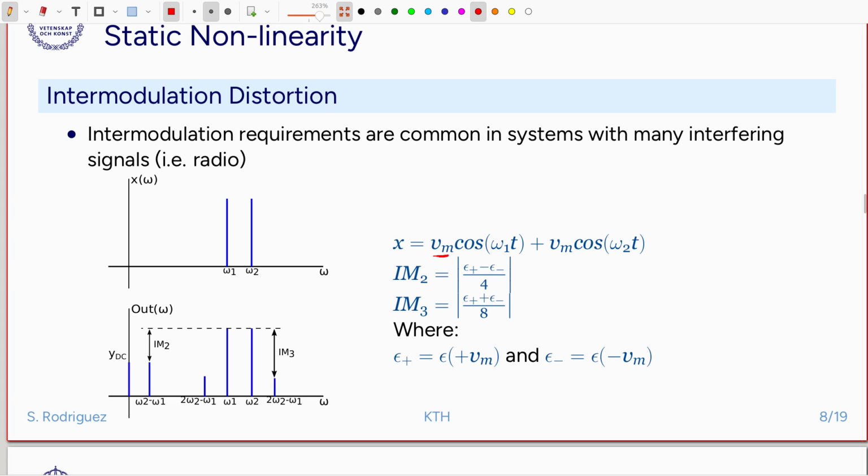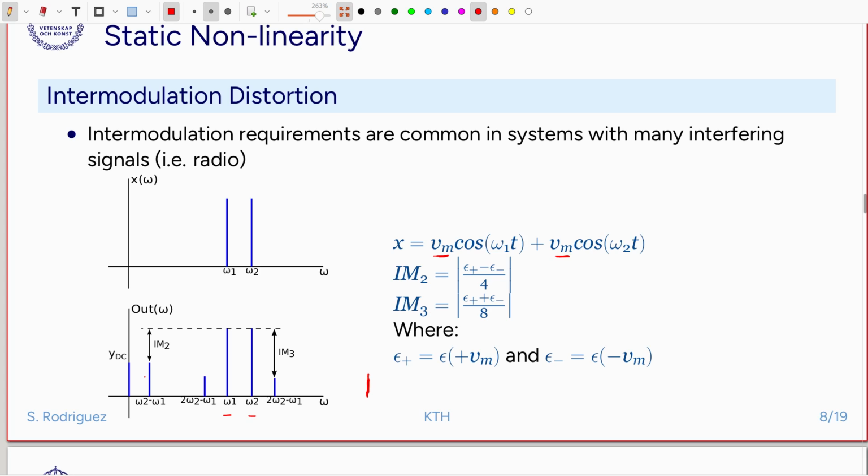We pass 2 tones with an amplitude Vm at different frequencies, omega 1 and omega 2. And then at the output of this amplifier, we will have different harmonics. So we identify the fundamental tones that we introduce, amplified, and then we have the second order intermodulation. There is one that will appear at high frequency. Normally we don't care about this one because it's going to be filtered, but there is one that might appear at baseband, or very close to baseband, and that is serious.